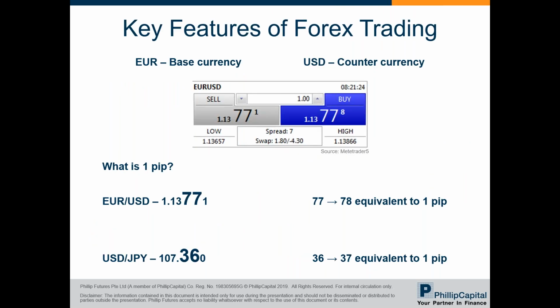So some of the key features of Forex trading. So as I said earlier, it's only conducted in pairs. So let's say you're trading the euro dollar, for example. So this is just a snapshot from our MT5 platform. You can see the euro dollar and usually the left side price and the right hand side price. If you've been trading stocks, you would know this as the bid and offer price.